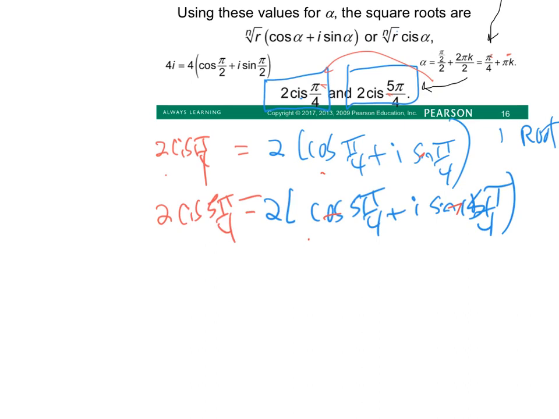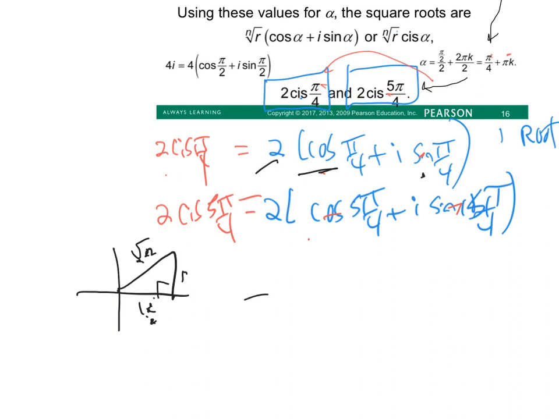Pi over 4 angle. That's right here. 45, 45, 90. 1, 1, square root of 2. What's the cosine of a 45? You're right. 1 over the square root of 2. What's the sine of 45 degrees? You're right. Opposite over hypotenuse. It's the same thing.